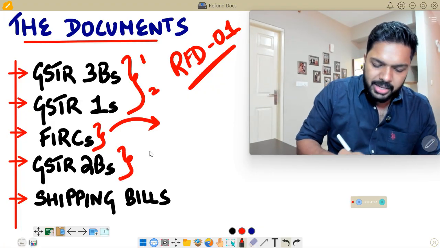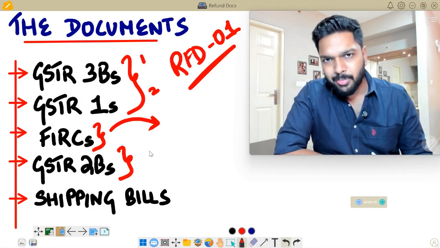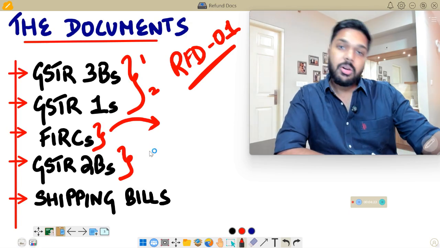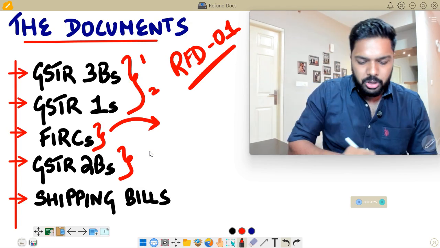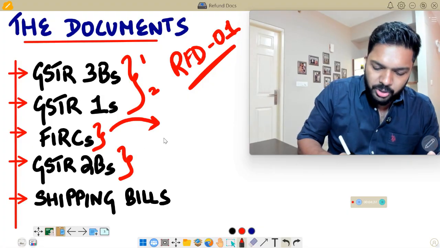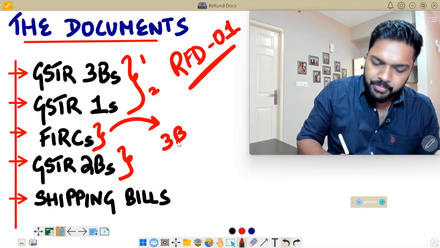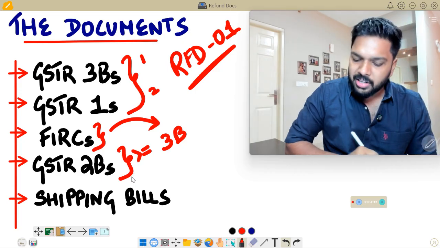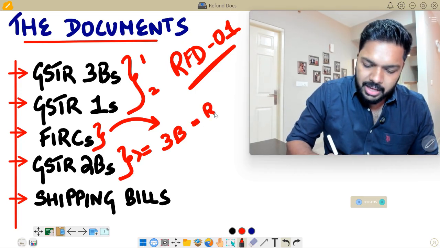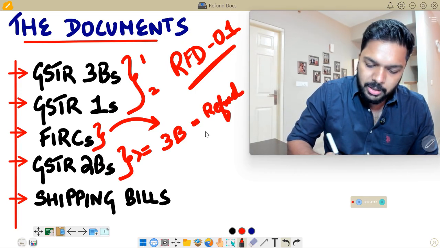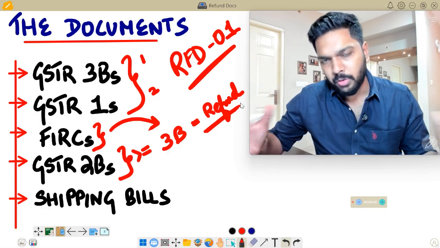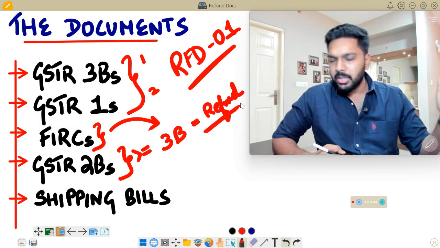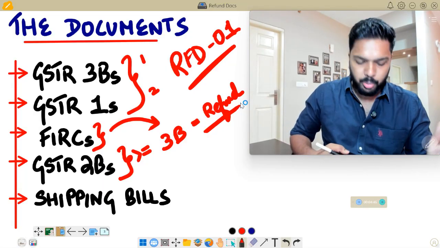GSTR 2B is basically something available on the GST portal which reflects a summary of whatever has been furnished by your domestic suppliers and vendors, and whatever is appearing there, only that you can take and claim in GSTR 3B. So obviously 2B will be equal to or greater than GSTR 3B, and that is what you will avail as refund of unutilized ITC if you're 100% involved in the export of goods or services without the payment of IGST. So 2B every month, download it, convert it to PDF and upload.